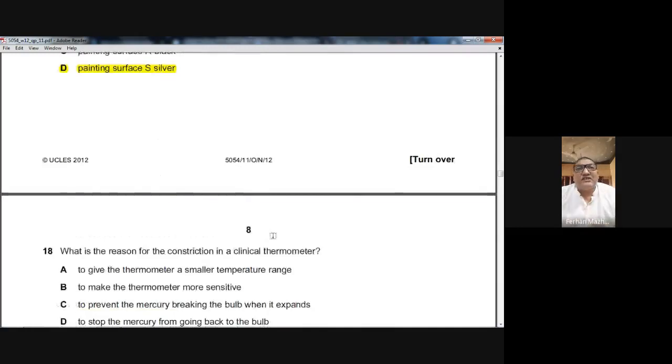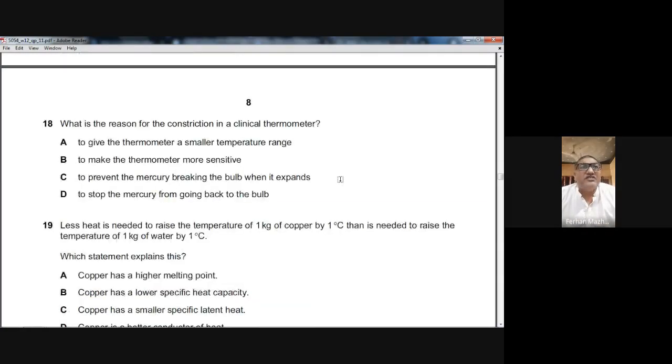What is the reason for the constriction in the clinical thermometer? The constriction does not allow the mercury to come back into the bulb quickly. To give the thermometer a smaller temperature range, no. To make the thermometer more sensitive, no. To prevent the mercury breaking the bulb when it expands, no. To stop the mercury from going back to the bulb, that's the right answer. That is the reason why we have the constriction in the clinical thermometer. So question number 18, D is the right choice.